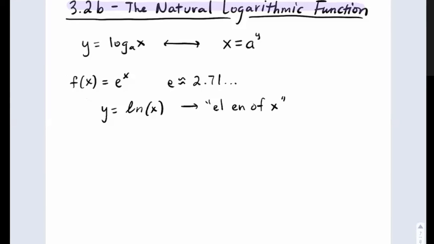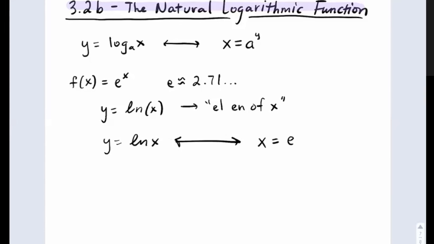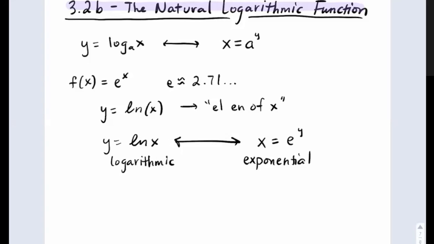So in other words, we could write y equals ln of x, and if I wrote that in exponential form, that would be x equals e to the y. So again, this is the logarithmic form. This is the exponential form. They're inverses of each other. These two statements mean the same thing, just written in two different ways. I'll highlight that here: this is the logarithmic form, this is the exponential form.